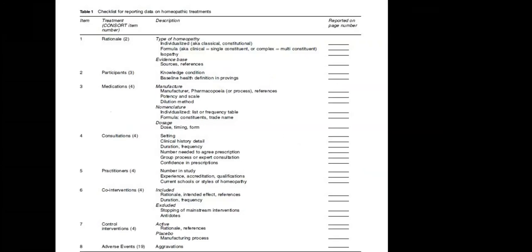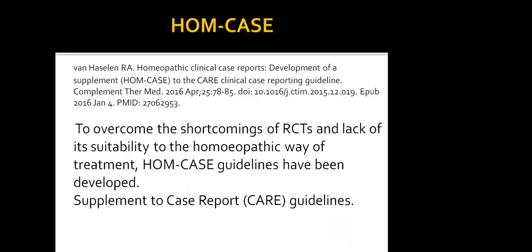These items have to be incorporated into our manuscript, like rationale for the study, the participants, the information on medications, consultation, practitioners, co-intervention, controlled intervention, adverse event. Apart from reporting trials, one very, very important guideline is the HOM-CASE guideline for reporting homeopathic case records. To overcome the shortcomings of RCTs and their lack of suitability to the homeopathic way of treatment, the HOM-CASE guidelines have been developed. It is a supplement to the CARE guidelines. Every clinician is encouraged to record and report their cases as per these guidelines so that eventually a pool of uniform case records can be generated for large scale evaluation.